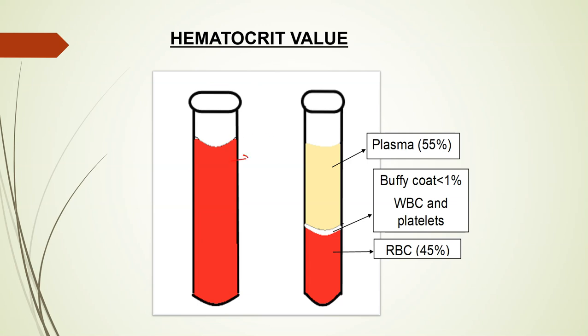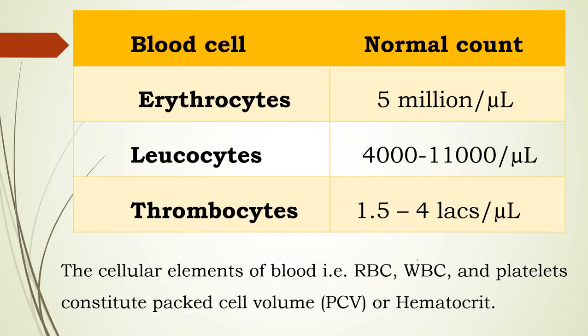This diagram explains well the formation of plasma. The blood is taken in the sample test tube where the anticoagulant was already added. After centrifugation, the layers are formed like this. The RBC go down to the bottom and the plasma is the upper layer. Between the plasma and the RBC there is a white buffy coat, which is less than 1% and is made of WBC and platelets. RBC make up 45% and plasma about 55% of the blood.